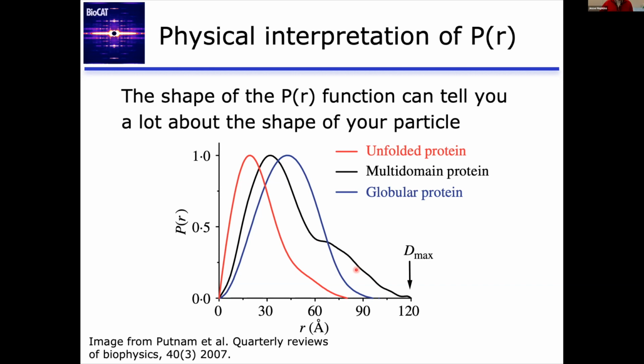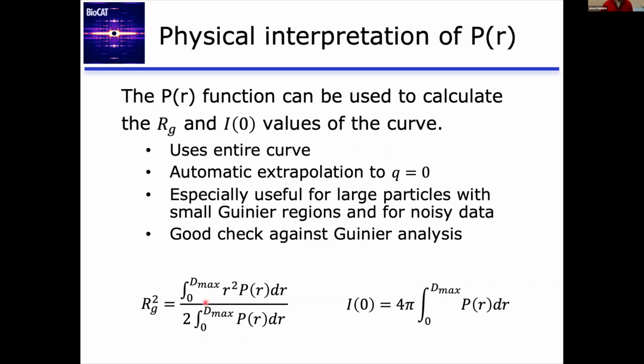The P of R function, however, can provide more than that. So it provides this maximum dimension. But you can also use it to get out the RG value of the curve and the I of 0 value. So at the very least, this is useful for cross-checking your Guinier analysis. Are you getting the same thing? If you are, then you've probably done a good job with both, or I guess an equally bad job with both, potentially, but hopefully a good job with both.